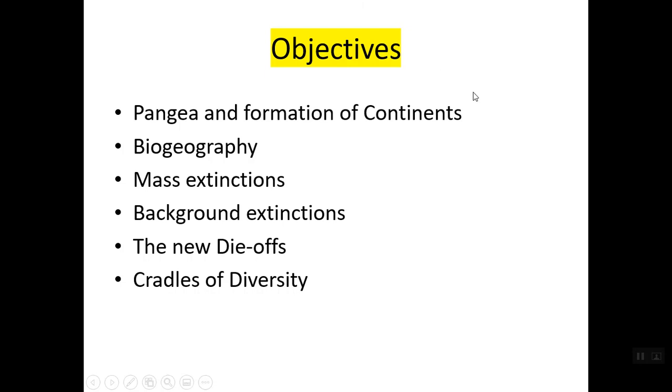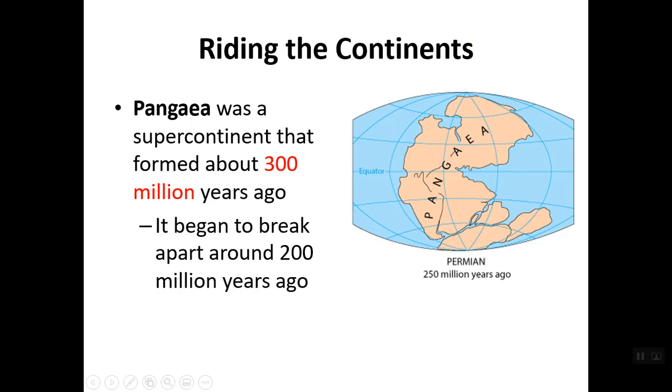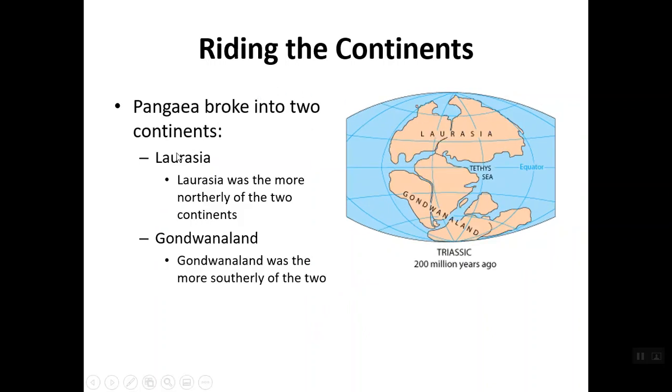All right, so let's start with Pangaea and the formation of continents. Pangaea was a supercontinent that was present on Earth about 300 million years ago. And it began to break apart about 200 million years ago. And there was a gradual movement, of course.